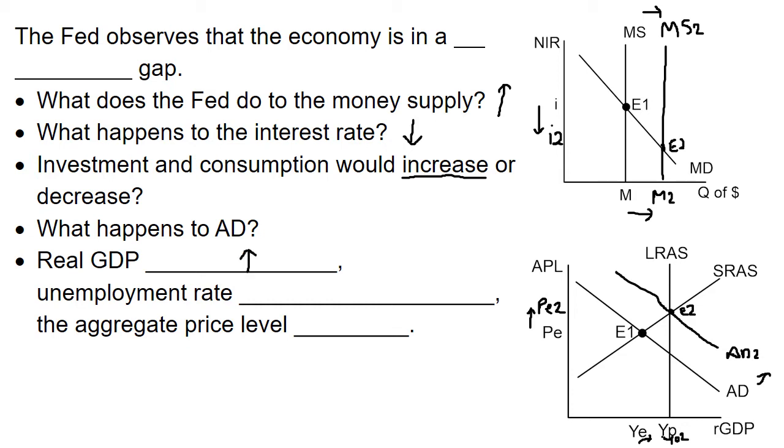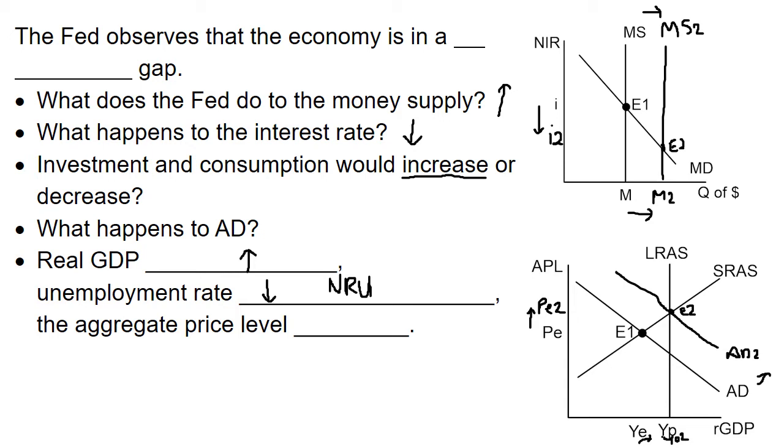How about our unemployment rate? At E1, we had a recessionary gap. And if we have that recessionary gap, we're producing less than our potential, which means that our unemployment rate was very high. When you shift from E1 to E2, the unemployment rate is falling to the natural rate of unemployment. Now remember, the natural rate of unemployment is somewhere between 4 and 6%, and that's implying that we have frictional and structural unemployment, but the unemployment rate has gotten better than how it was during that recessionary gap.